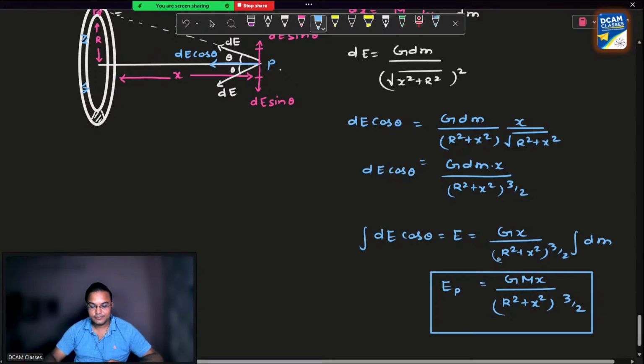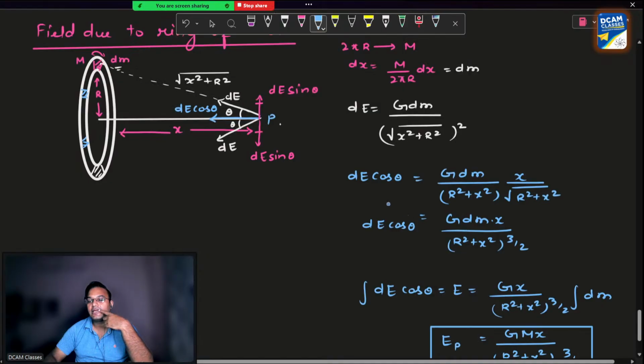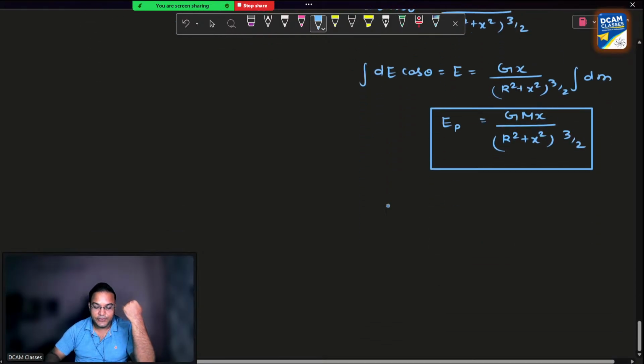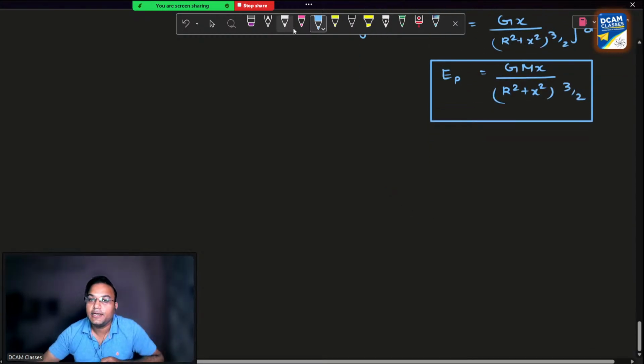So it is similar to what we did in center of mass. So it's less difficult than before. It's good that you are able to relate with the center of mass. The difficult part will come now. Difficult part is if I ask you to find out field due to a ring, field due to a disk.